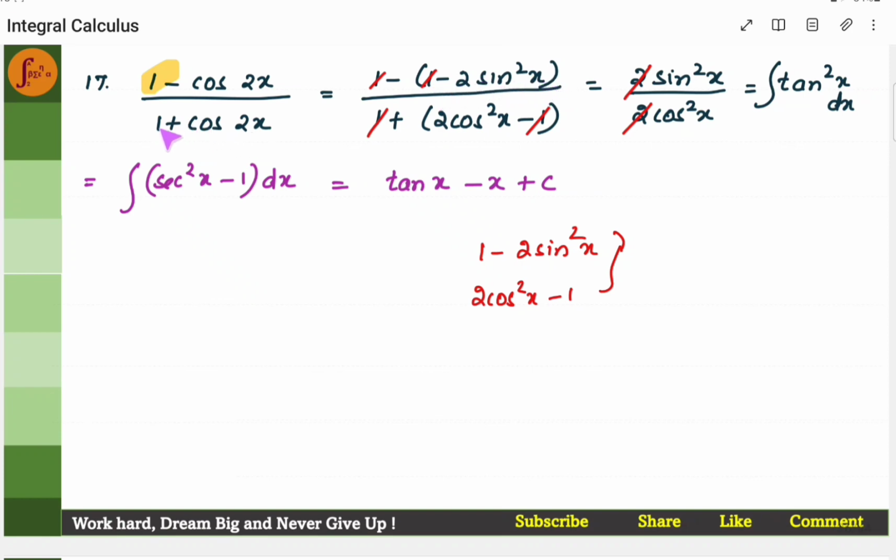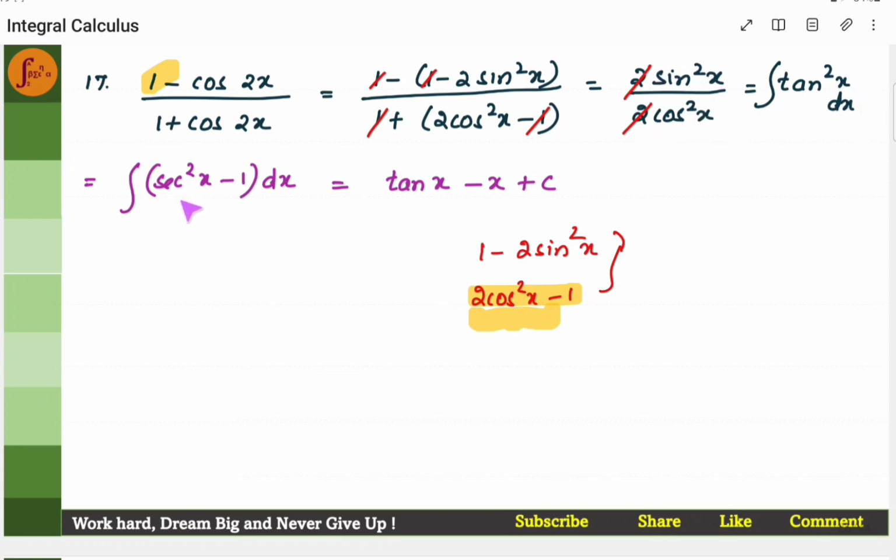Similarly, here you have plus 1 plus. So now here you can use this formula, right? I have plus 1, so I need minus 1. So I'll use this formula, 2 cos square x minus 1. So 1 and 1 will get cancelled. 2 and 2 will get cancelled. So I'll be left with tan square x.